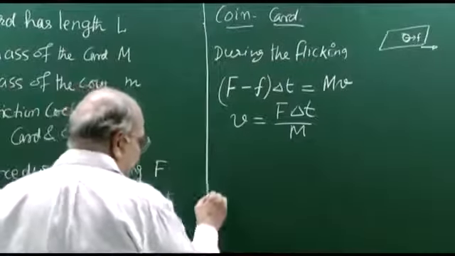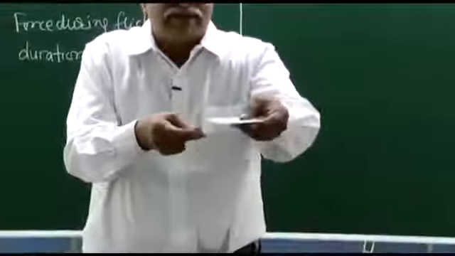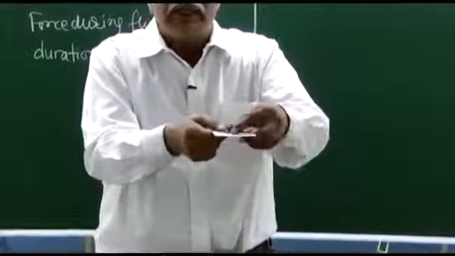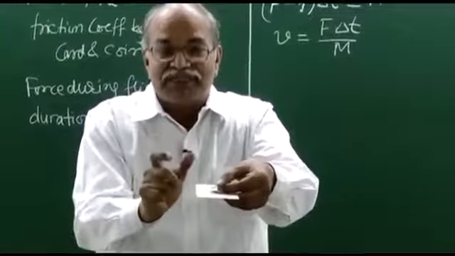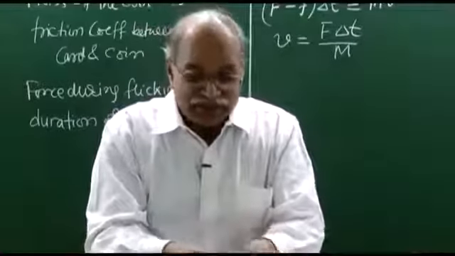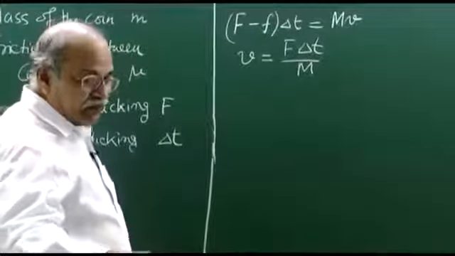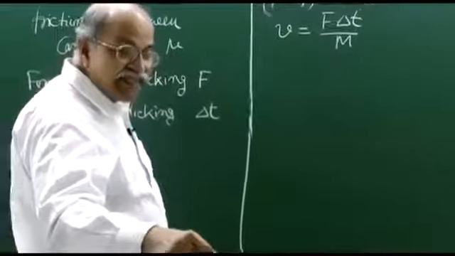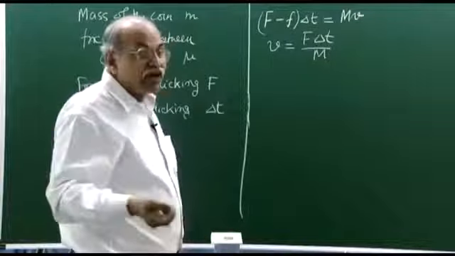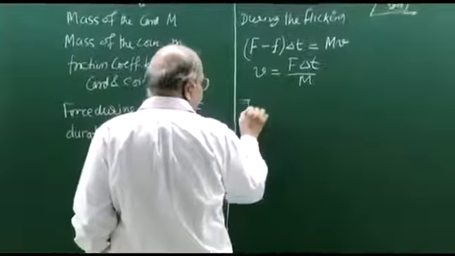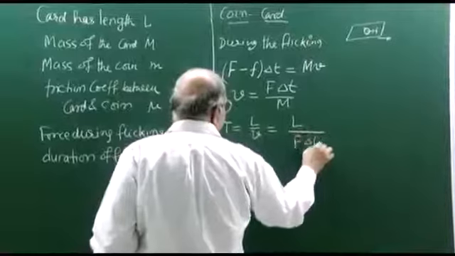So how much time does it take for the card to pass this coin? If the length is L and this card is moving with some velocity v, then the time will be L divided by v, approximately, not exactly, because the coin is also moving. That mathematics you will be doing. So I will assume that the movement of this coin is small, and so L is the length moved by the card before this coin finds no card beneath. So that time t is L divided by v, and that is L divided by F here, delta t here, and m here.